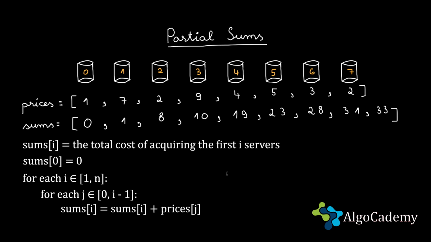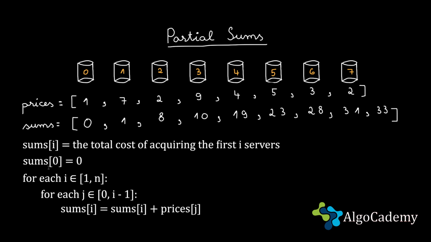Now, the basic way of doing this is, first of all, make sure that sums of 0 equals 0, because none of the elements in prices will actually be present in that sum. Then, for each i between 1 and n, we want to compute sums of i. Sums of i being equal to the sum of the first i elements, we can just iterate through them, right? So for each index j between 0 and i minus 1, just add prices of j to sums of i.